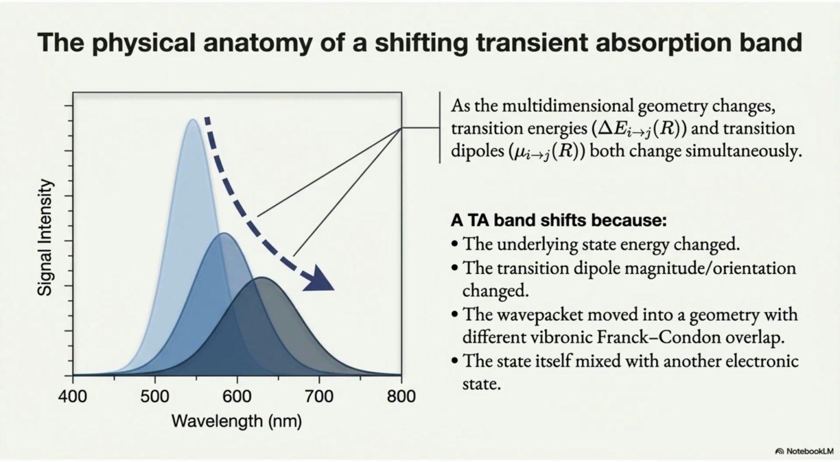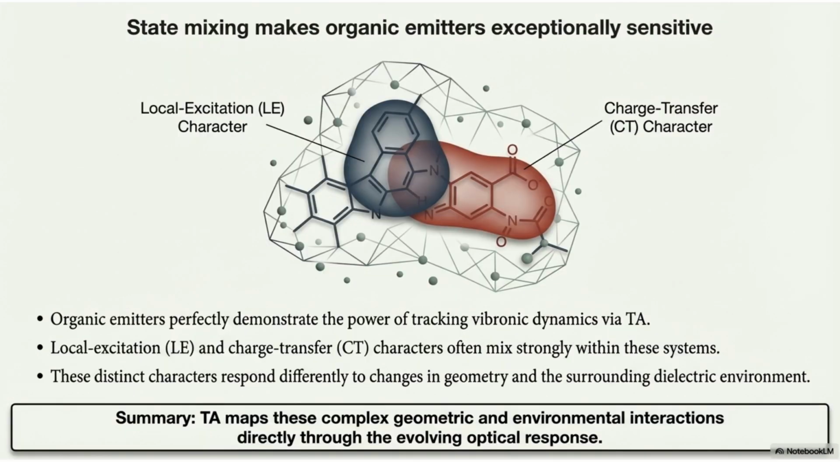A shifting transient absorption band occurs as the multi-dimensional geometry changes. Transition energies and transition dipoles both change simultaneously, leading to shifts due to changes in state energy, dipole, or vibronic overlap. State mixing makes organic emitters exceptionally sensitive. Local excitation and charge transfer characters mix strongly and respond differently to changes in geometry and environment. TA maps these complex interactions through the evolving optical response.